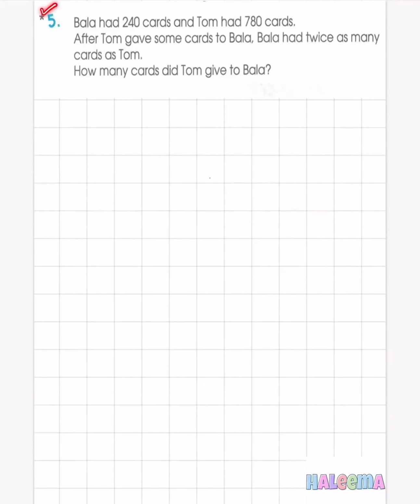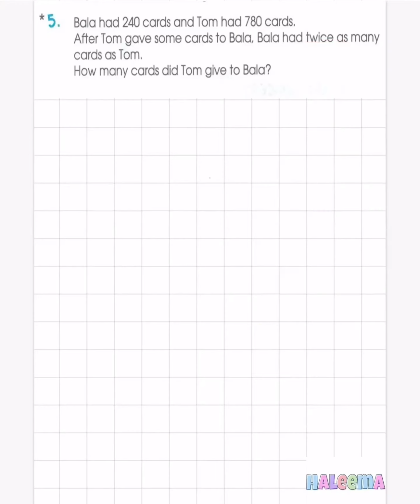Let's move on to our last and challenging question. So Bala had 240 cards and Tom had 780 cards. After Tom gave some cards to Bala, Bala had twice as many cards as Tom. How many cards did Tom give to Bala?